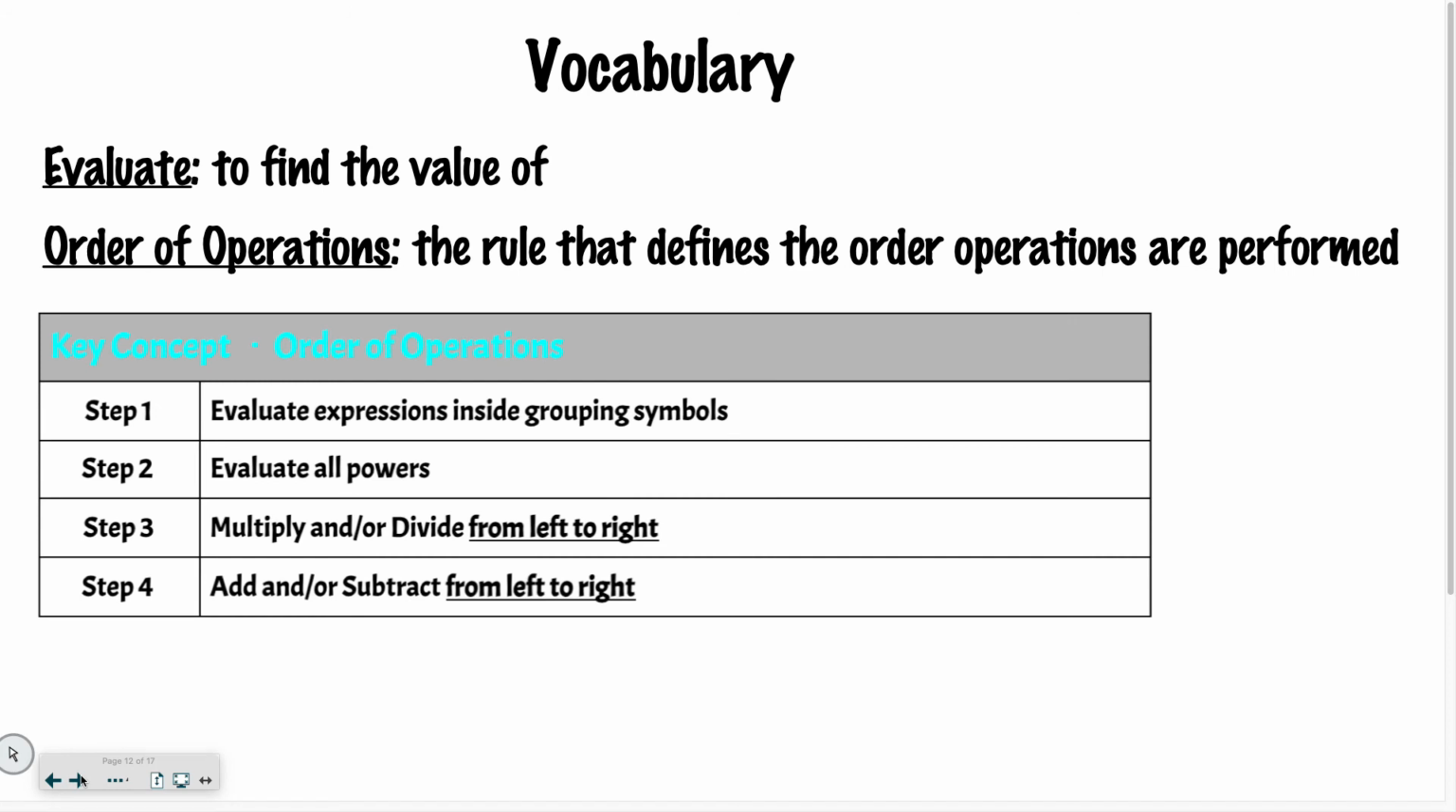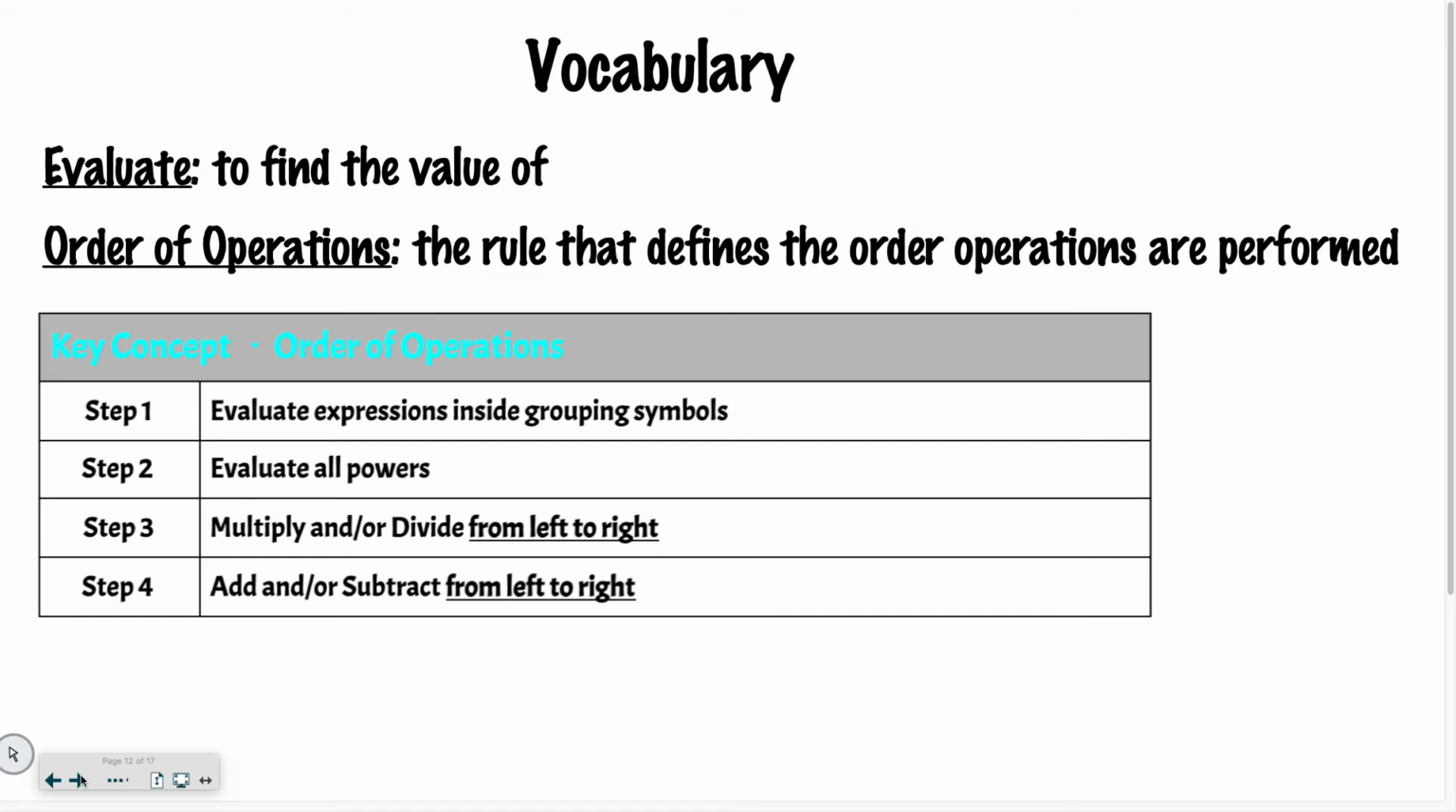All right. The last kind of big topic for today is order of operations. So let's just review. The word evaluate means that you're actually going to get a number answer, a single number answer. And then order of operations, you guys have used this for a couple of years now. Sometimes we call it PEMDAS. Another way of looking at it are these 4 steps.